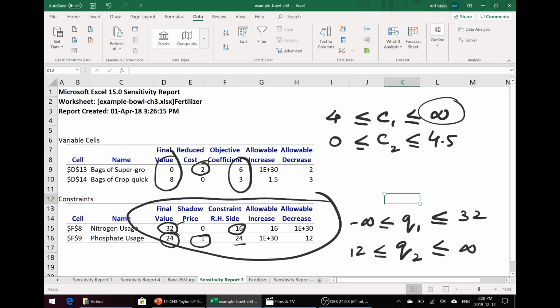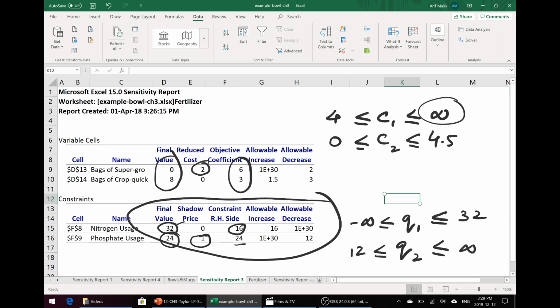If we keep increasing this resource, it will have no effect, and the surplus, I mean, sorry, not keep increasing. We can increase up to 32. Surplus is 32, and then if the requirement is more than 32, then it will have some shadow price.